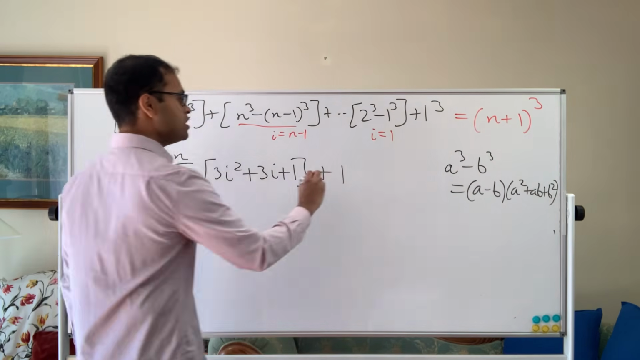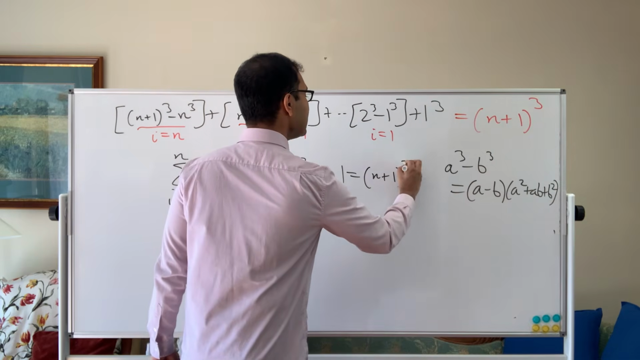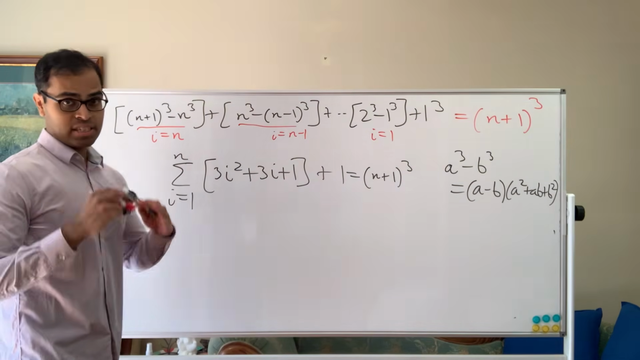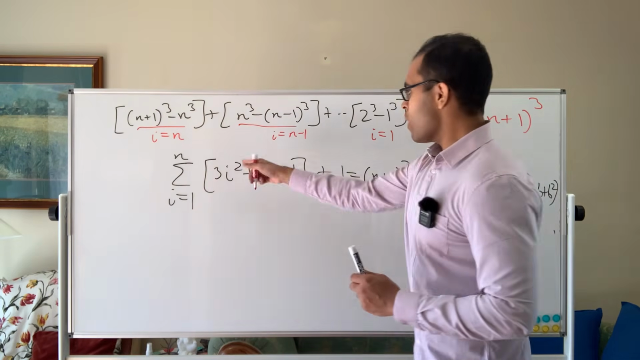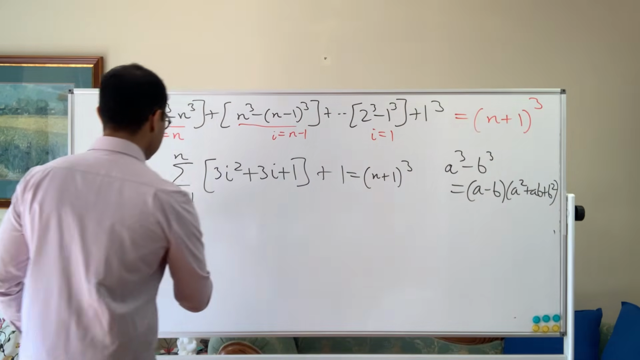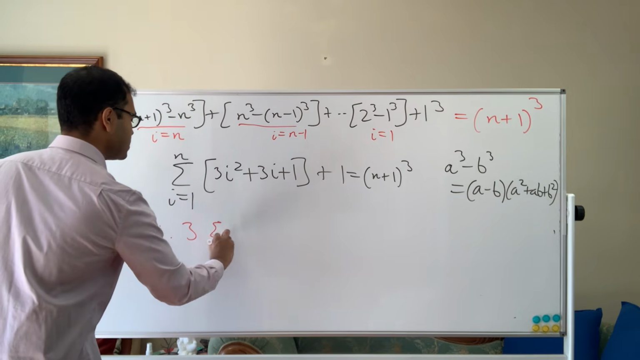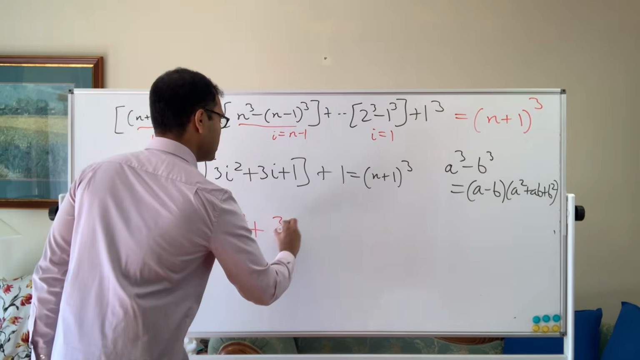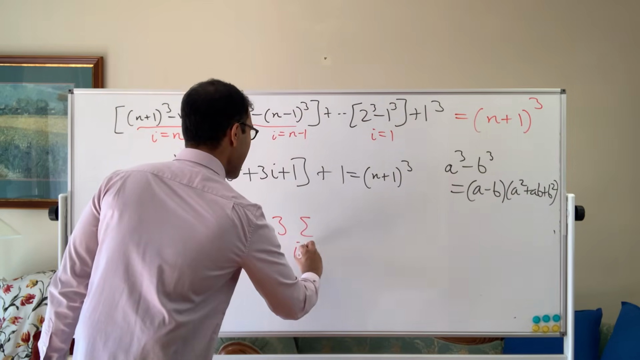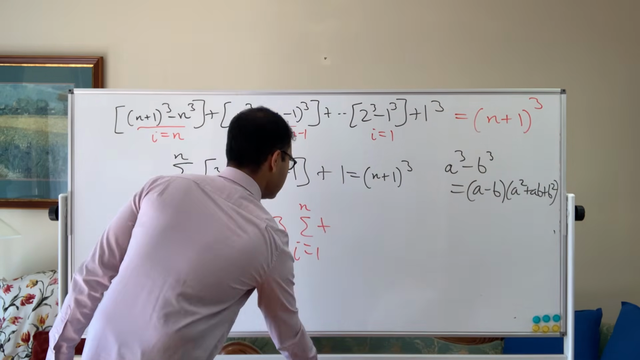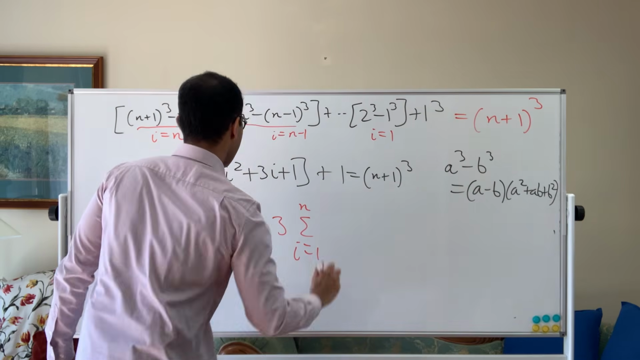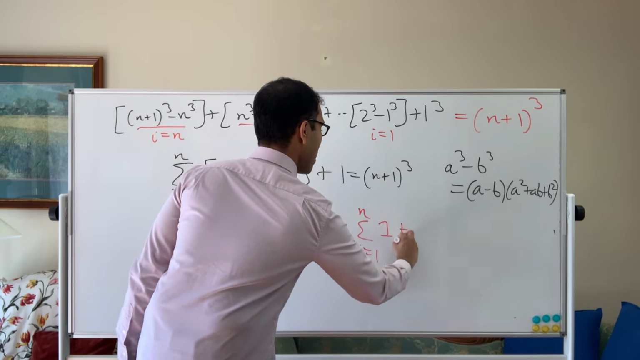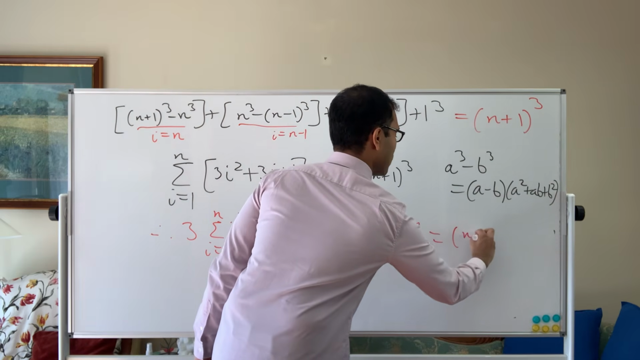Okay, so that's going to equal n plus 1 cubed. And now that you've done that, we can now solve for the sum of the squares. Okay, that's what we want. So this is kind of the magic here. We can solve for what the sum I varies from 1 to n of I squared is. So here we're going to get 3 times the sum I equals 1 to n of I squared, plus 3 times the sum I equals 1 to n of I, plus the sum I equals 1 to n of 1, which is just going to equal n plus 1 cubed.